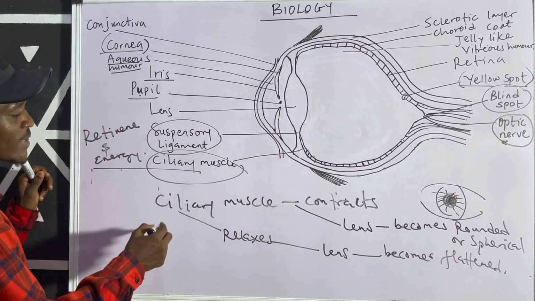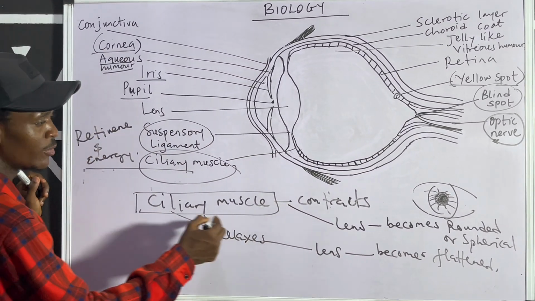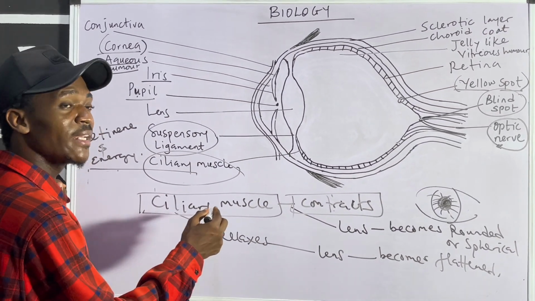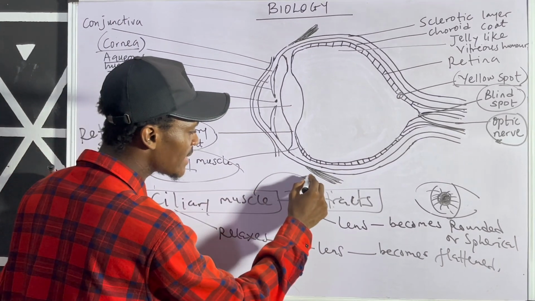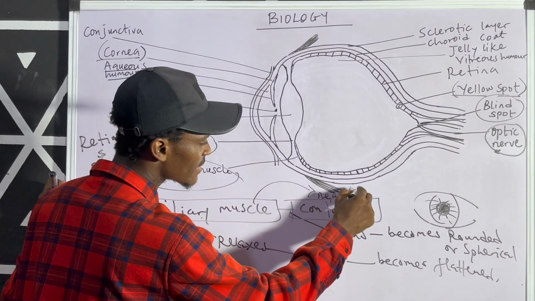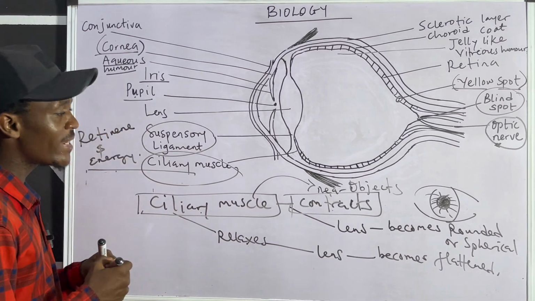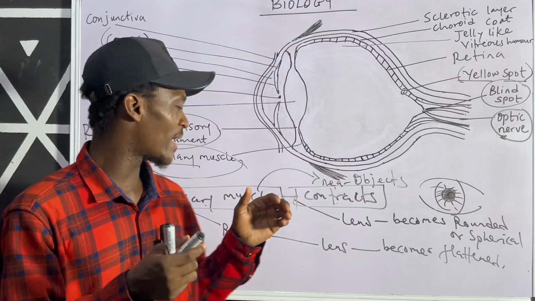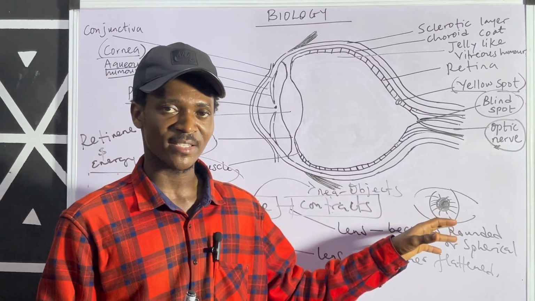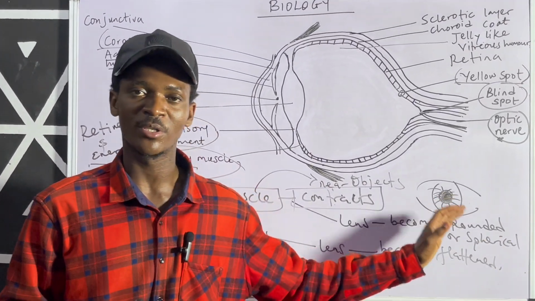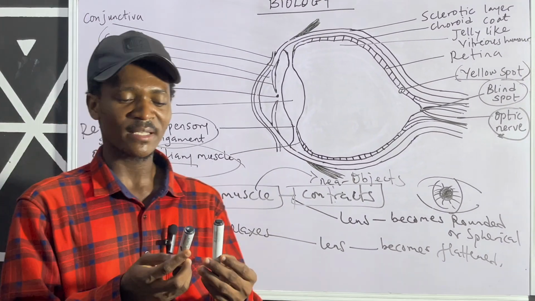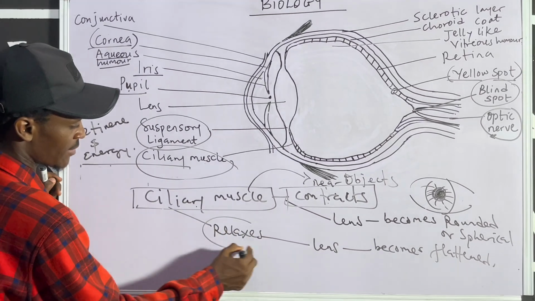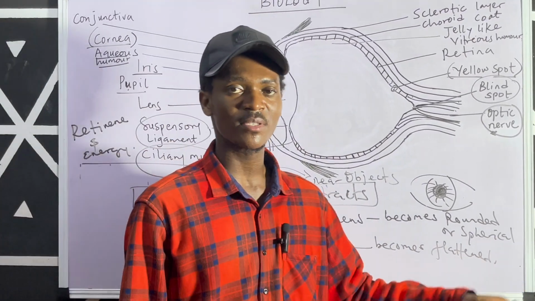All right. So what can bring about the contraction of the ciliary muscle is when the eyes are focusing on near objects. So when the eye focuses on near objects, maybe you place an object very close to the eyes, the ciliary muscle will contract, resulting in the lens becoming very round or spherical. But when you place distant objects and you are trying to focus on that distant object, the ciliary muscle relaxes and then the lens becomes flattened.